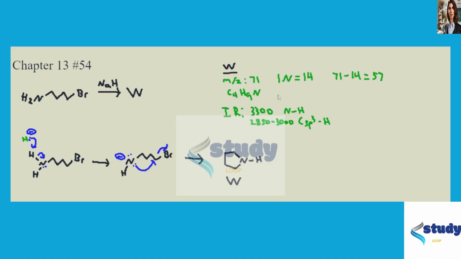And so when we look at this mass spec and IR information, it does confirm the structure that we've drawn for W. And again, you could start with this information and attack the problem that way, and then try to confirm that by seeing whether this mechanism makes sense to get to the molecule that you would get from assessing the spectra. And so that is the answer to Chapter 13, problem number 54.